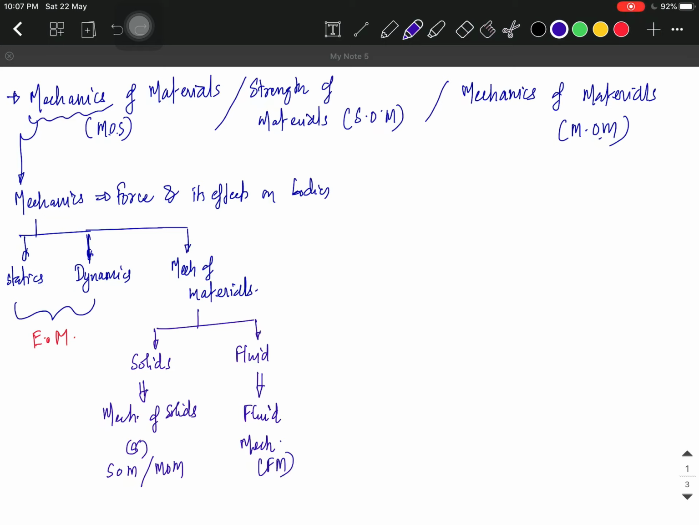So here comes a small doubt: in the subject of strength of materials we are dealing with solids, and also in engineering mechanics we have dealt with solids. So what is the difference over here? Let me resolve it.